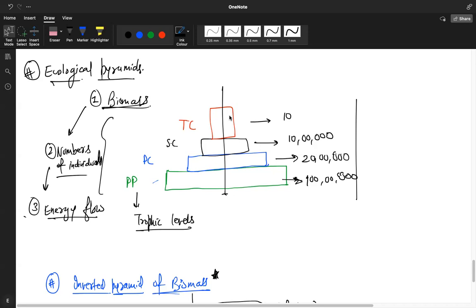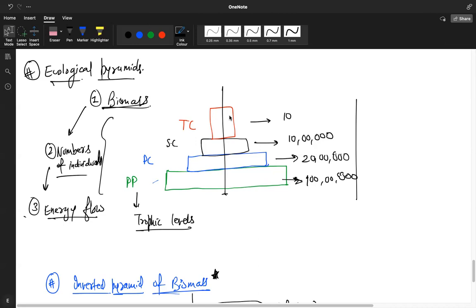So let's say for a biomass pyramid, it is possible to have a biomass pyramid which does not look like an erect pyramid, where the lower is always bigger than the next trophic level. It can also be equal sometimes. It can also be inverted, as I told you, in an aquatic system.